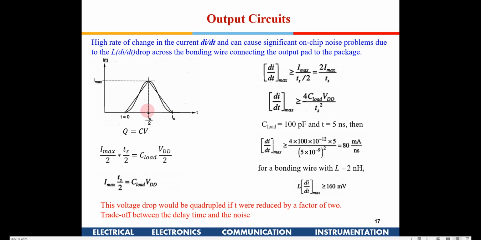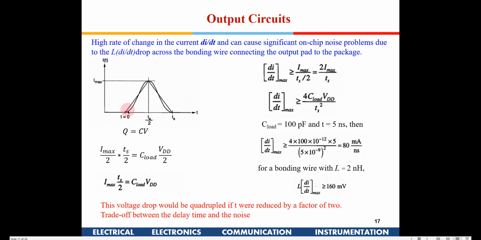At this point, I can assume that the capacitor will be charged to VDD by 2. So I write C load into VDD by 2, and what is this charge? This is current into the time. So the current is I max by 2, so the average current will be I max by 2, and this time is TS by 2. So I get I max TS by 2 is equal to C load VDD. So this is one equation which I get.